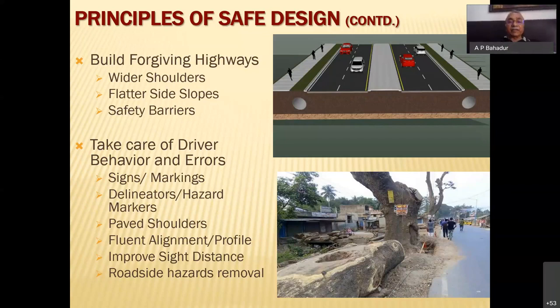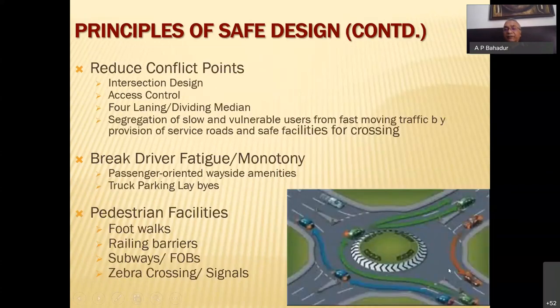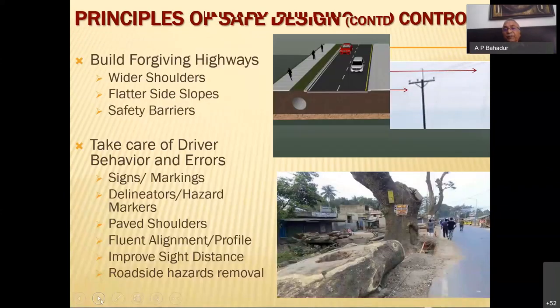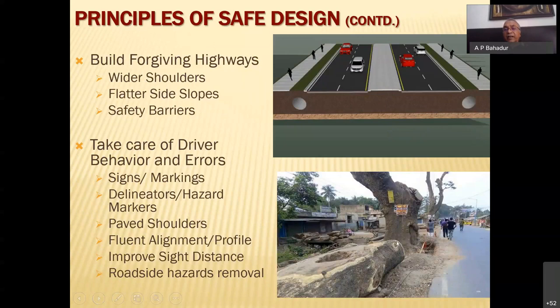Take care of driver's behavior and errors by provision of signs and markings, delineation, night time driving, paved shoulder, fluent alignment and profile, improved side distance, and removal or delineation of roadside hazards. As you can see in the photograph here, this is such a large trunk just on the side of the carriageway, hardly any distance in between. So you can very well imagine the hazard it will pose, especially for night driving.